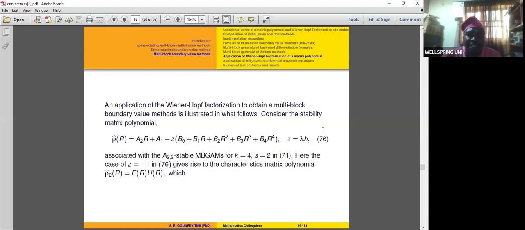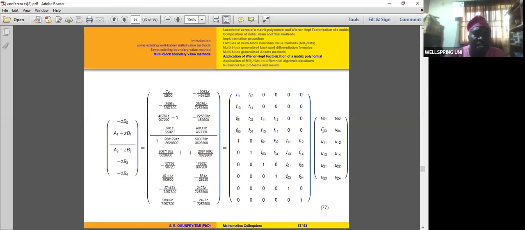Then the application of Wiener-Hopf factorization to obtain a multi-block boundary value method. We want to use the case study of k equals 4 of the multi-block generalized Adams method, where s equals 2. Here, we fix our z equals -1. We can pick any value, but we use -1 so that we can have a precise value, because if you use a complex number, it will take longer before the result comes out. So we test run it with -1 in 76, which gives rise to the characteristic matrix polynomials F of r and U of r, which are given here.